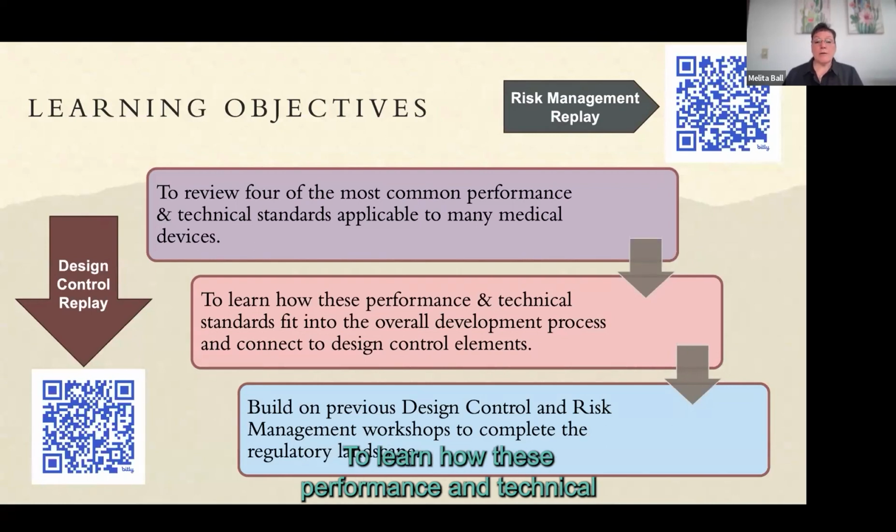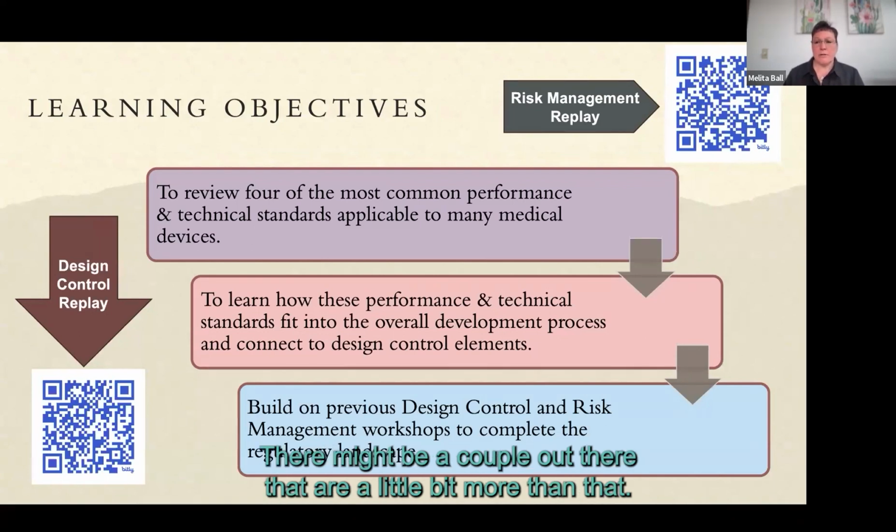To learn how these performance and technical standards fit into the overall development process, we're not going to go too deep in any one of these, but I'm going to give you just enough flavor for each one of them so that you can go find the standards. You can go get them if you need them. Unfortunately, they are industry standards, so they all cost money to get, but most of them are $100, $150. There might be a couple out there that are a little bit more than that.